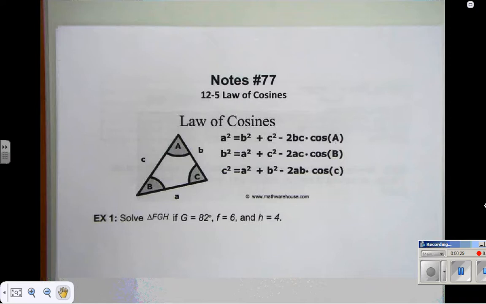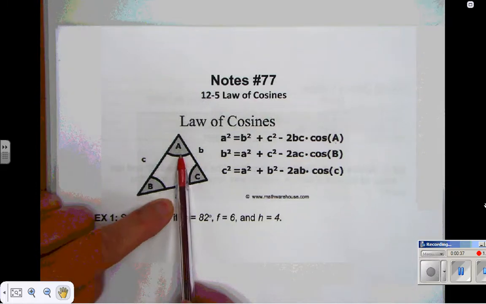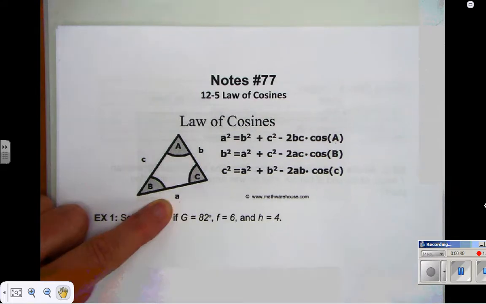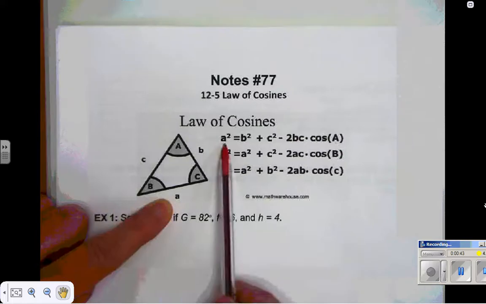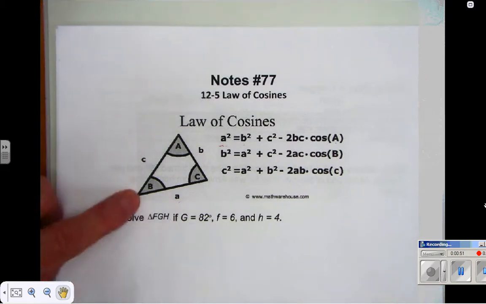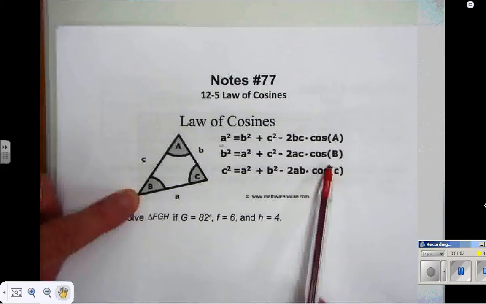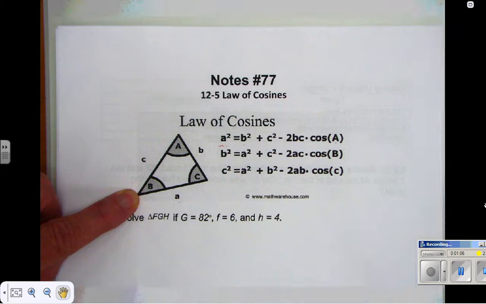So if we look at this triangle that they give us right here, we want to solve for A. So you have to know the angle across from A and then the two sides around angle A. And you would set it up as A squared equals B squared plus C squared minus 2BC times cosine of A. So if side B is the one that you want to find and you know angle B and the two sides that make up angle B, then you would set it up like this. So it kind of depends on what side you're looking for, what angle you have. It has to be the side across from the angle that you know.